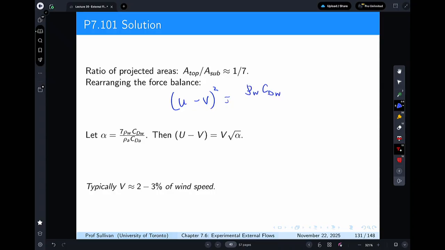Rho, C sub D, area. Rho of air, C sub D of air, area of the top. So if you combine all the terms together, you'll get a ratio between density of water, C sub D for water, and the two areas with respect to air for the same quantities.